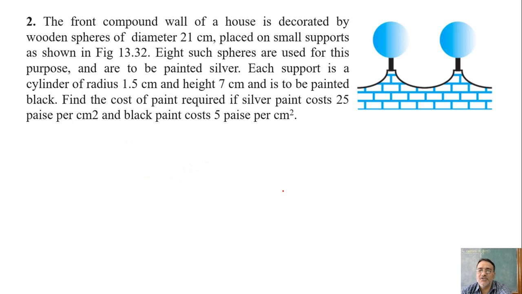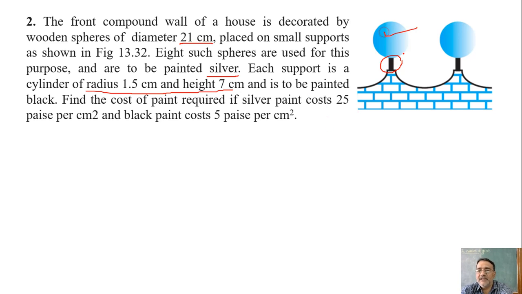Now the next question is also very interesting. The front compound wall of a house is decorated by wooden spheres of diameter 21 centimeter. See this figure. Placed on a small support as shown in this figure. 8 such spheres are used for this purpose and are to be painted silver. Each support is a cylinder of radius 1.5 centimeter. This one, ये जो black color का जो support दिख रहा है, this is in the form of cylinder and the radius is 1.5 centimeter and height is 7 centimeter and that is to be painted black.